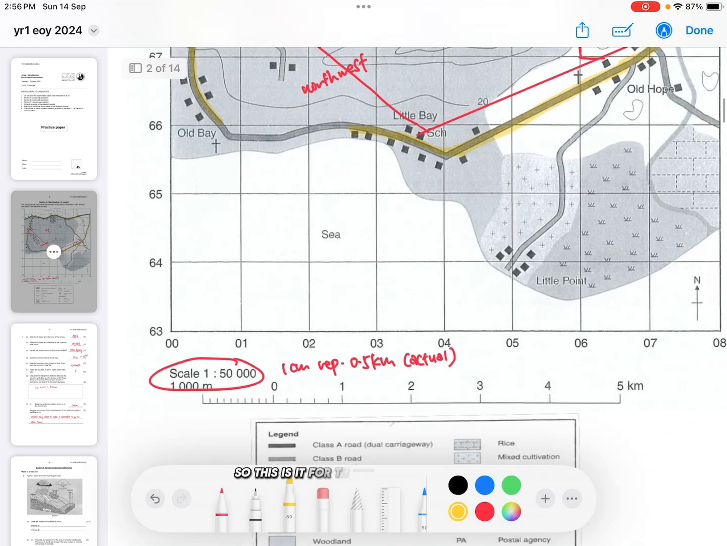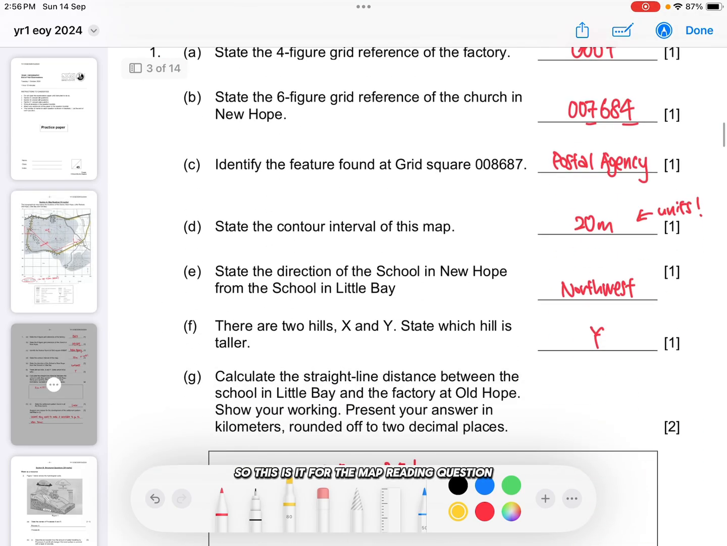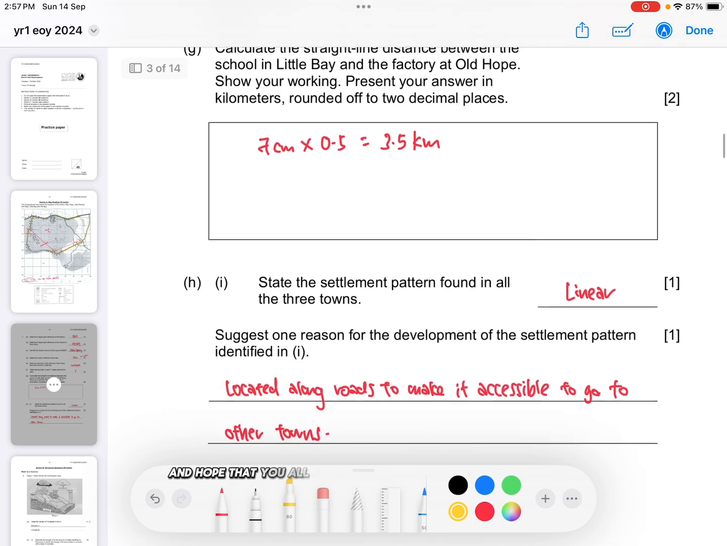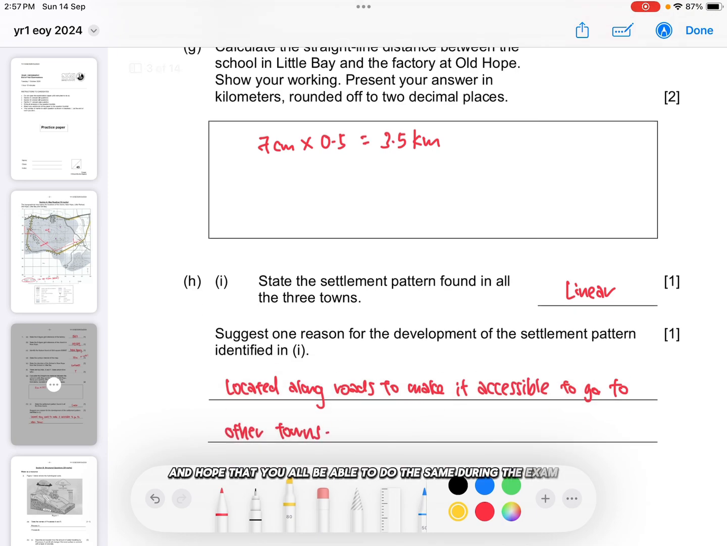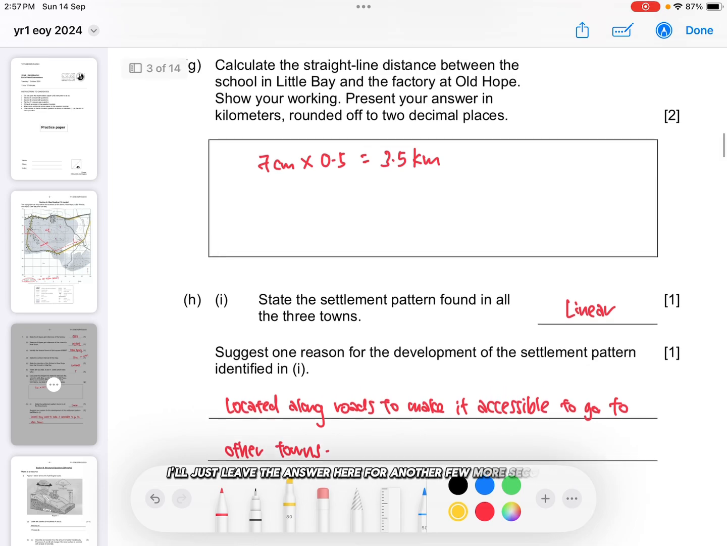So this is it for the map reading question. It's really easy to score for map reading, and I hope that you'll be able to do the same during the exam. I'll just leave the answer here for another few more seconds.